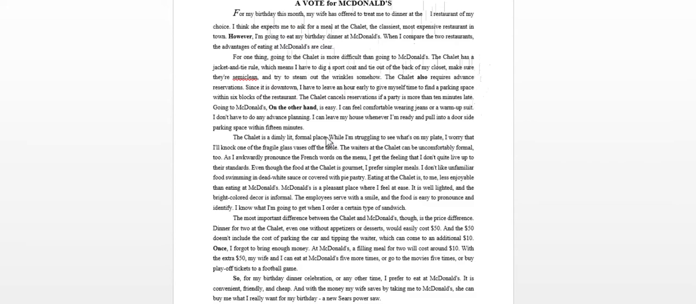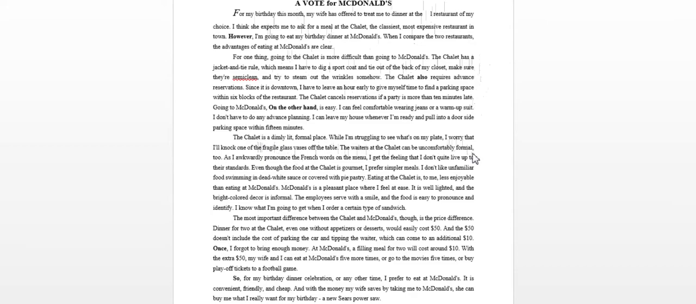The next body paragraph has a mistake. The topic sentence is incorrect. It says the Chalet is a dimly lit, formal place. It doesn't include McDonald's, so we don't know what point is being contrasted. It should say something like, "Another thing I like better about McDonald's is the atmosphere," or "better about McDonald's than the Chalet," so you include both.